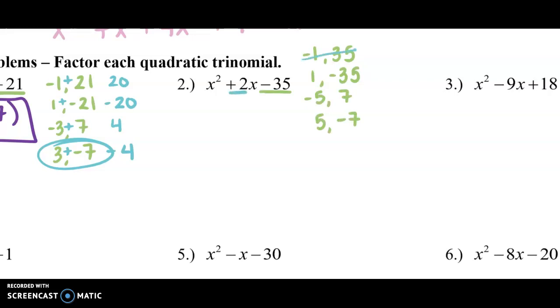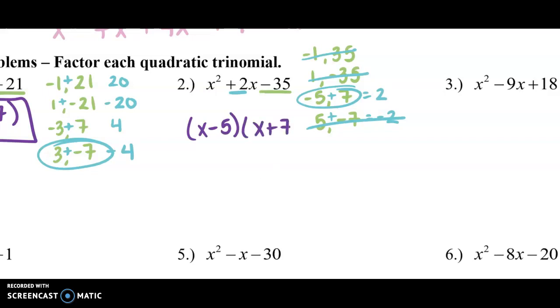You can look at the first two and know that that's just not going to work. So then we look at negative 5 plus 7, that gives me 2. 5 plus negative 7 would give me negative 2. So I don't want that one either, which means my factors are going to be negative 5 and positive 7. So x minus 5 times x plus 7 would be my factors. If you're ever unsure, you just go ahead and FOIL to double check.